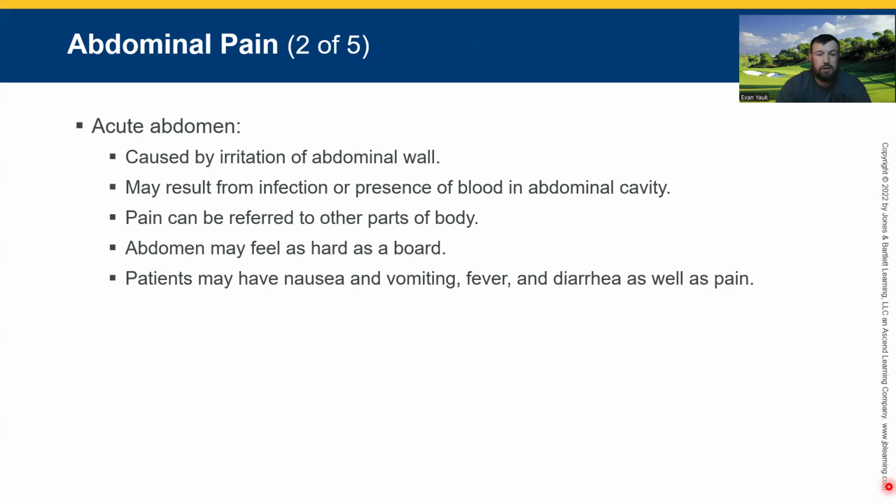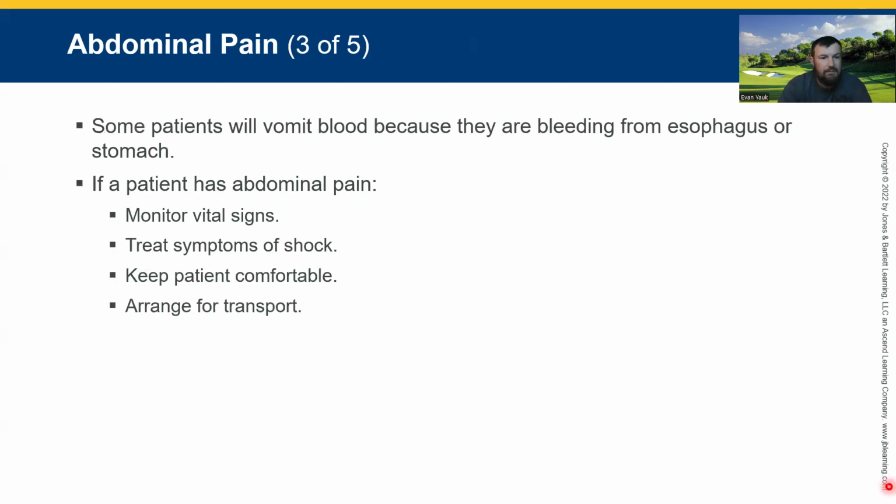So when we start doing our hands-on assessment, you will push all 4 quadrants, which we'll learn about. And if you get hardness, rigidity, tenderness, any of that, then we need to be paying attention to what might be causing that. Some patients will vomit blood because they are bleeding from the esophagus or stomach.